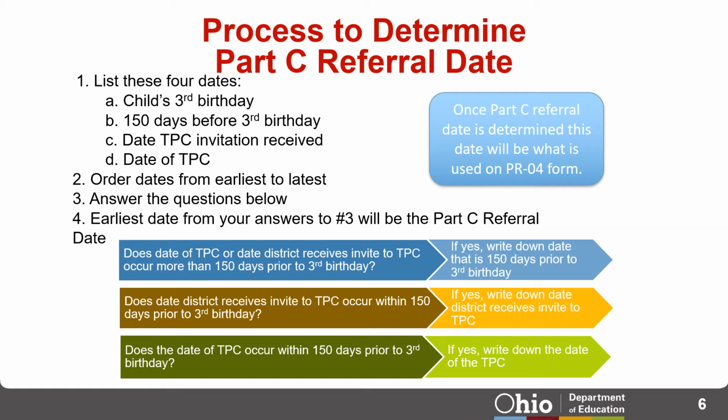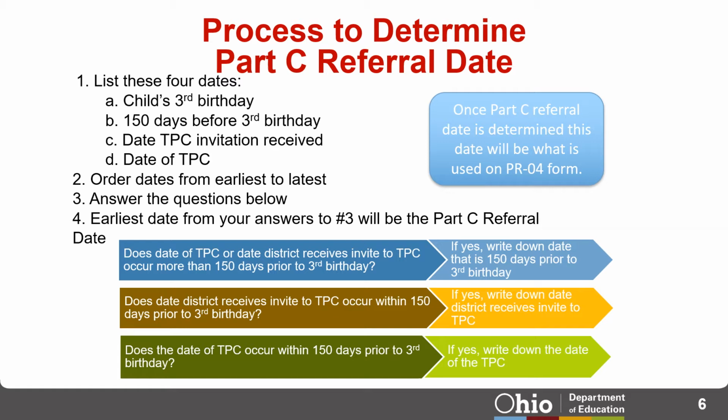List these 4 dates. What is the child's 3rd birthday? What is 150 days before the 3rd birthday? What is the date the district receives the invitation to the TPC? And what is the date of the Transition Planning Conference, TPC? Then put the dates in order from the earliest to the latest date.